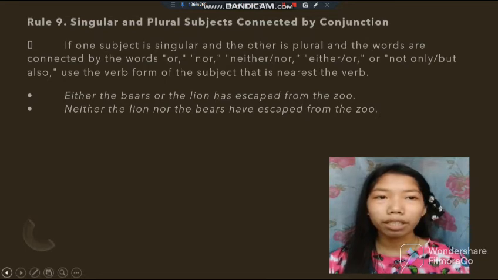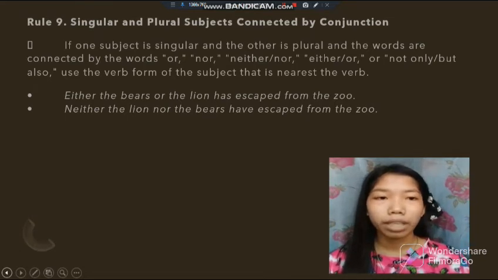Example, either the bear or the lion has escaped the zoo. So the correlative conjunction used in the sentence is either and or. So, although the bear is singular and the verb could seem plural, we use has because the part of the compound subject closest to the verb is lion, which is singular.